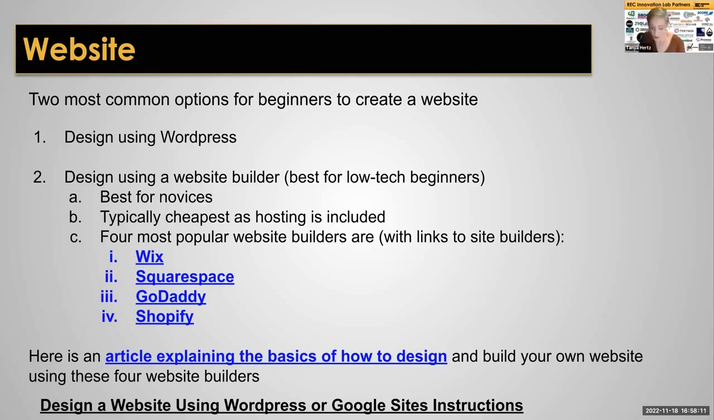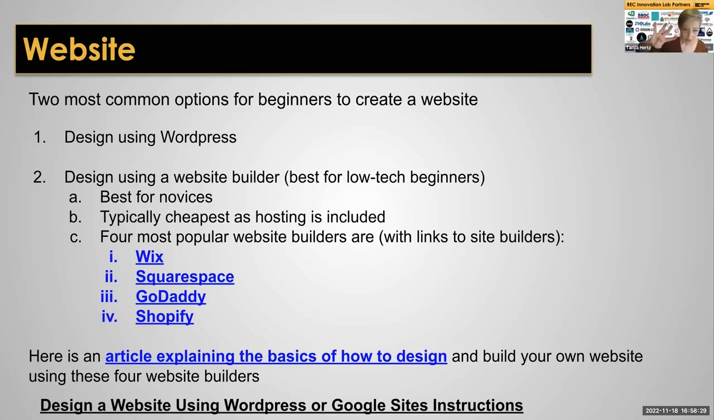So website builders are simple, easy, cheap. They're best for novices. They're the cheapest options. You're going to spend $500, $1,000 if you design or have somebody design your site on WordPress. If you just use one of these web builders, you can get it pretty darn cheap. I'll give you the prices in the next slide.